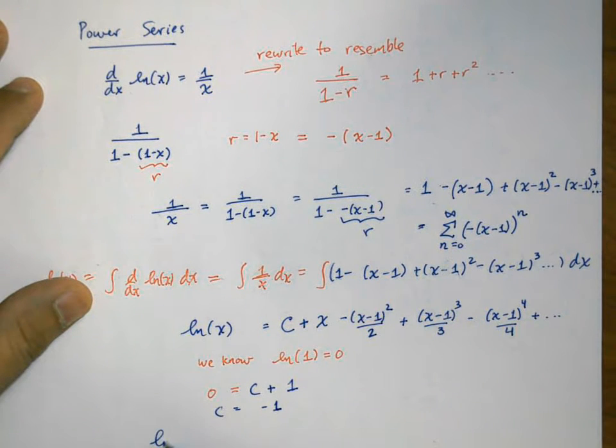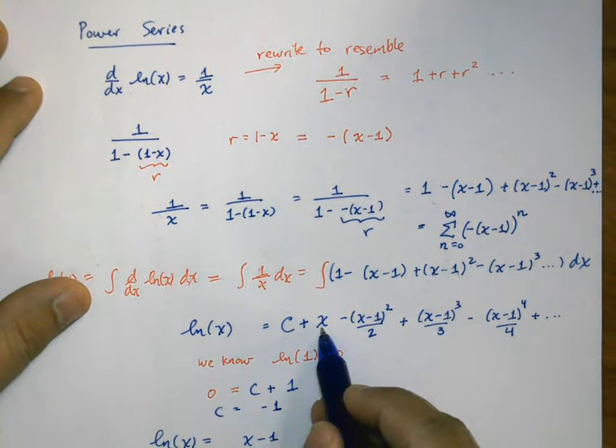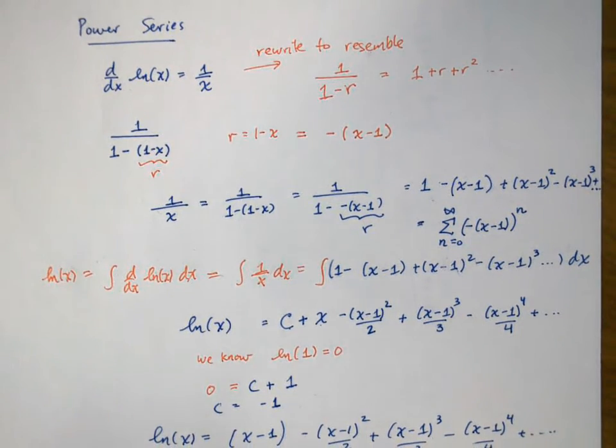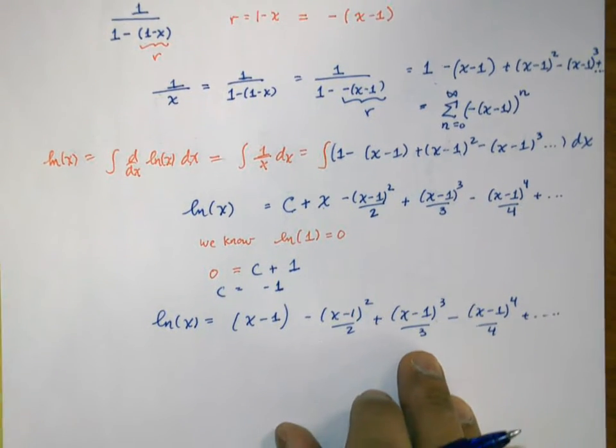So the natural log function is x minus 1. I'm taking this x here and the negative 1 for c and just grouping them together. And then minus all of that: minus x minus 1 squared over 2 plus x minus 1 cubed over 3 minus quantity x minus 1 to the fourth over 4 onwards to infinity. Whoops, writing off the screen here.